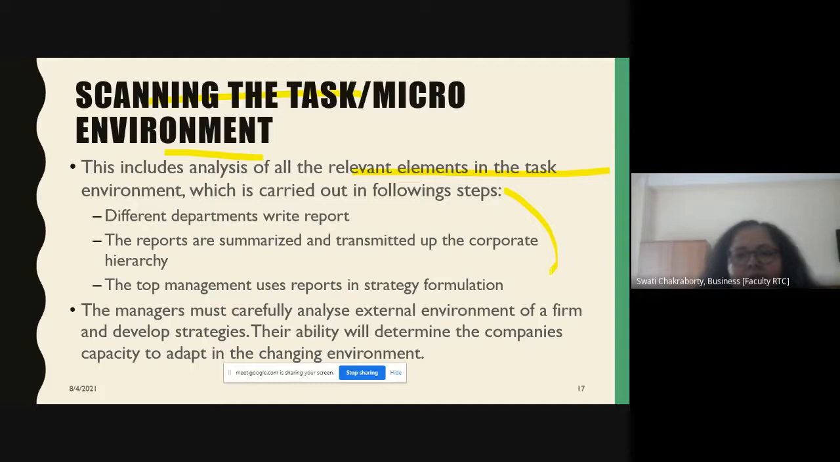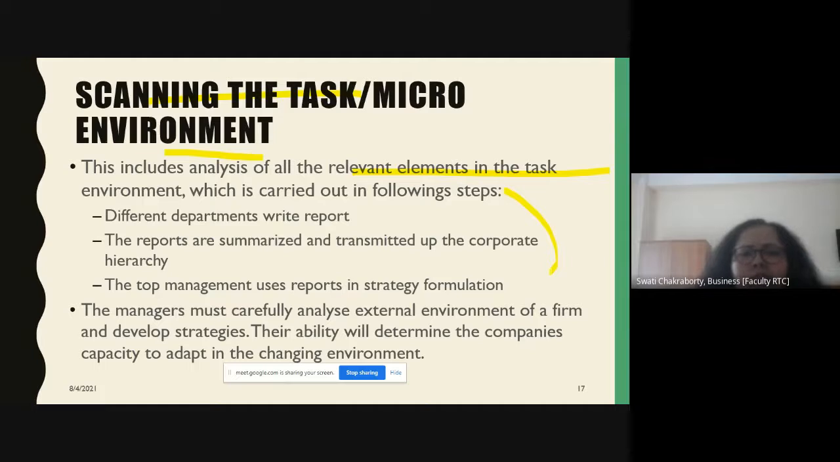Reports are then summarized and transmitted up the corporate hierarchy. It goes up to the top management, and then top management uses these reports in strategy formulation. Okay, so it's basically the task environment. When we say that, it's those elements in the business environment which are relevant to the business.